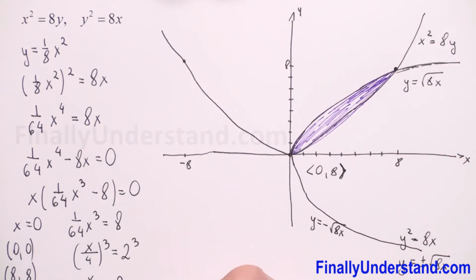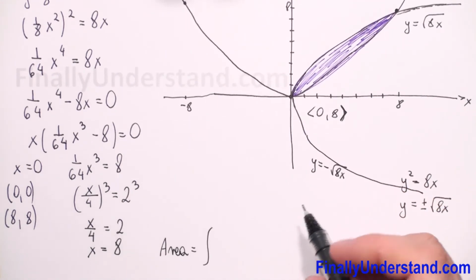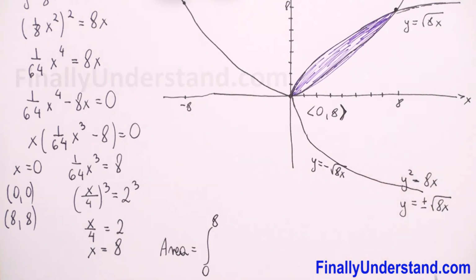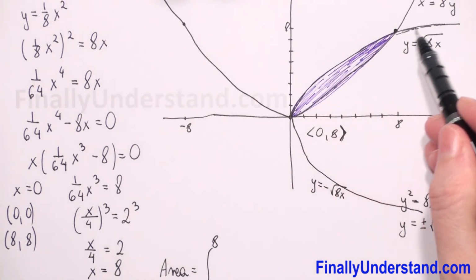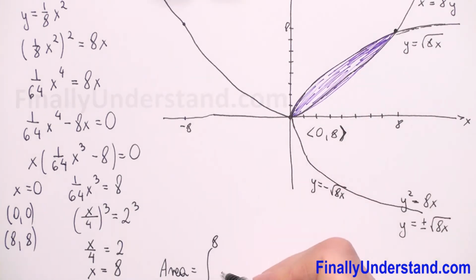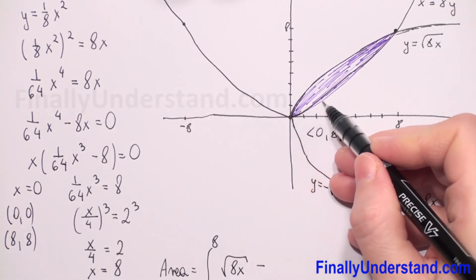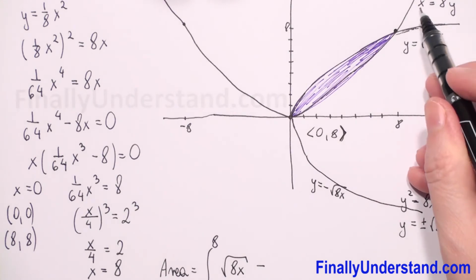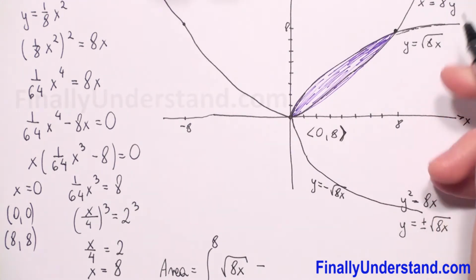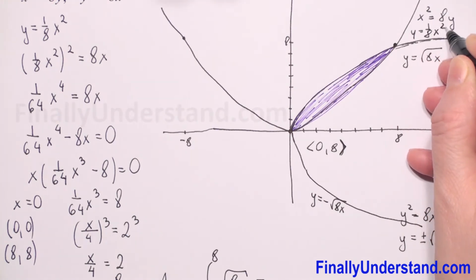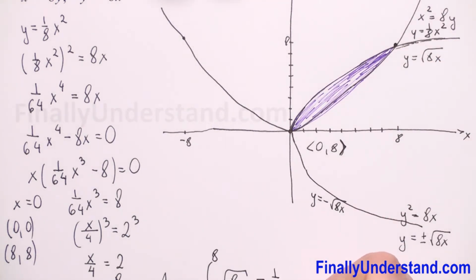Let me write this. We have the area. So we have the integral from 0 to 8, and the upper function is y equals square root of 8x. So we have square root of 8x, and we have to subtract the lower function. The lower function is this function. So from this equation we have to find y. Y is equal to 1 over 8 x squared. So we have to subtract 1 over 8 x squared, integral with respect to x.